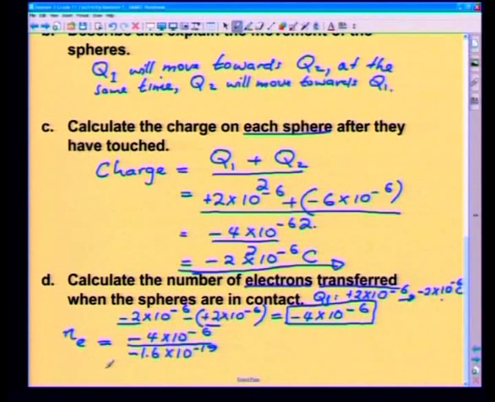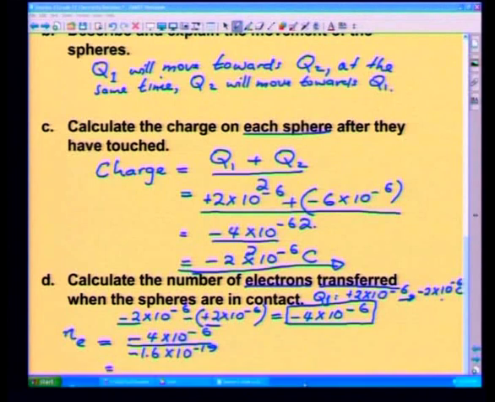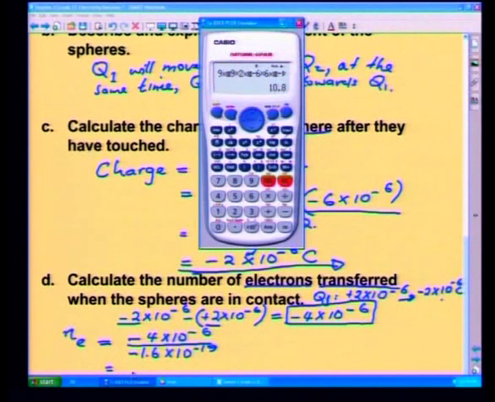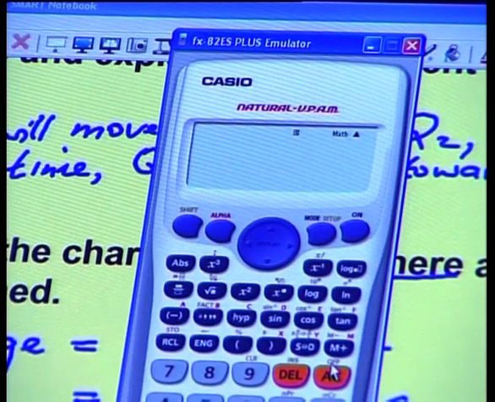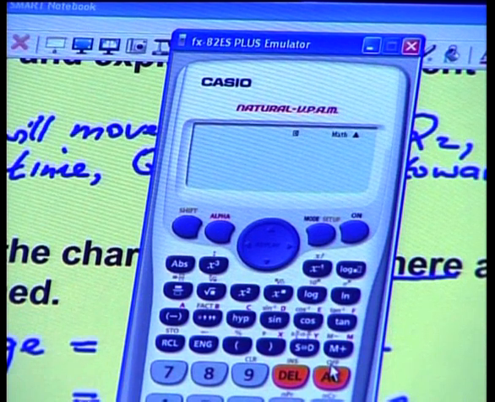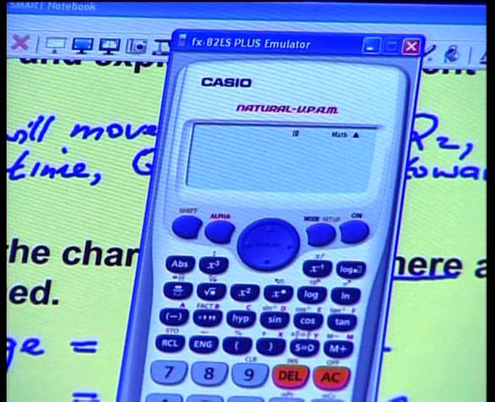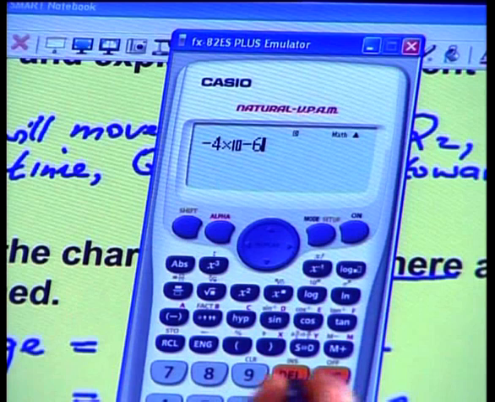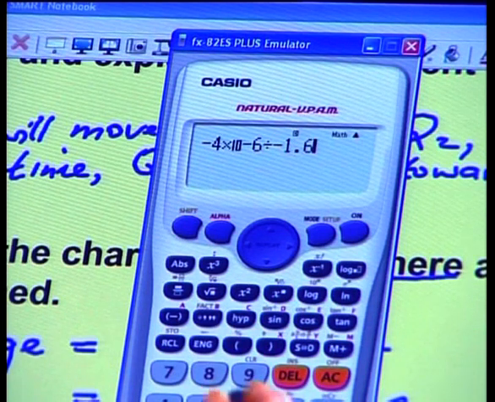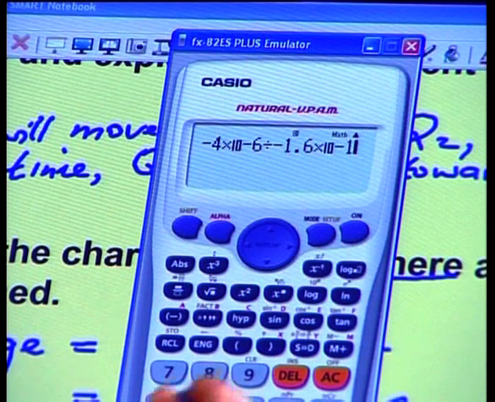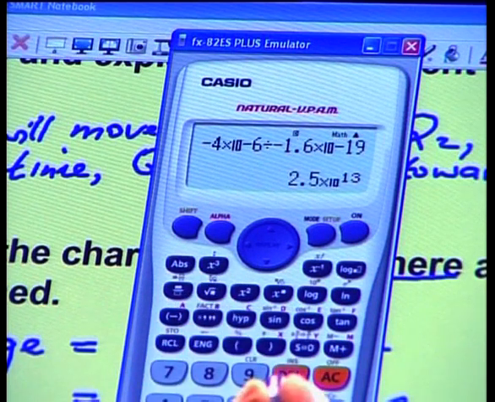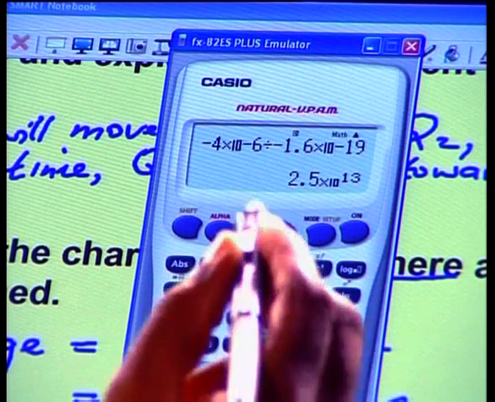Now, what number will this be? We again need our calculator to quickly get that. I need a calculator to work out this problem here. I've got minus 4 by 10 to the minus 6 divided by minus 1.6 by 10 to the minus 19. And that's the answer I get.